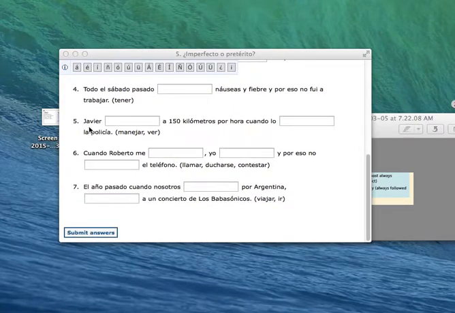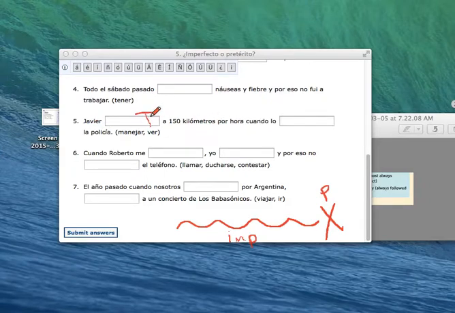I want to look at number 5 for a second. This is one where you are talking about, so I'm doing something with no beginning or end, like Javier is driving at 150 kilometers an hour, and then I'm interrupted. The action that has no beginning or end is going to be the imperfect, and the interrupted action is the preterite. This is a perfect example of it. Javier was driving, imperfect. When the police officer saw him, preterite. So keep in mind that ver is irregular and will not have an accent in the la usted form.